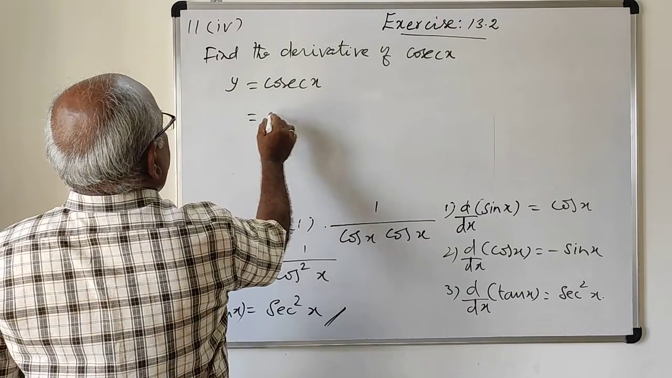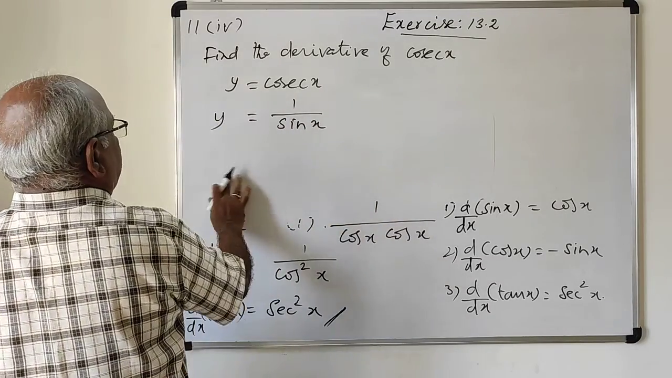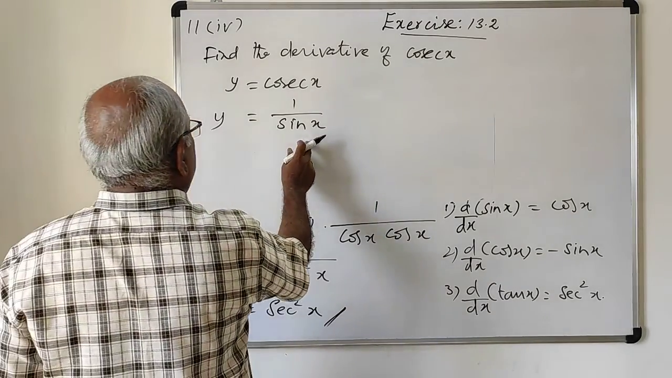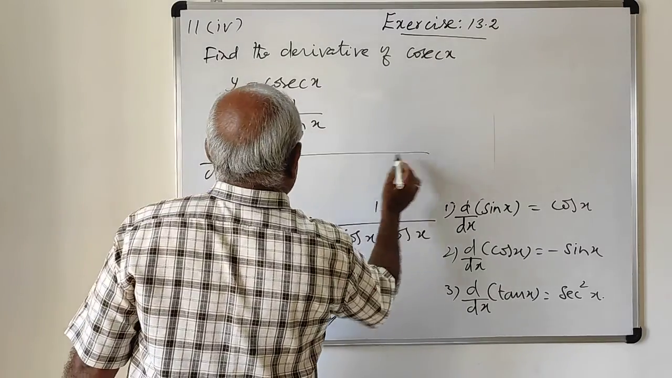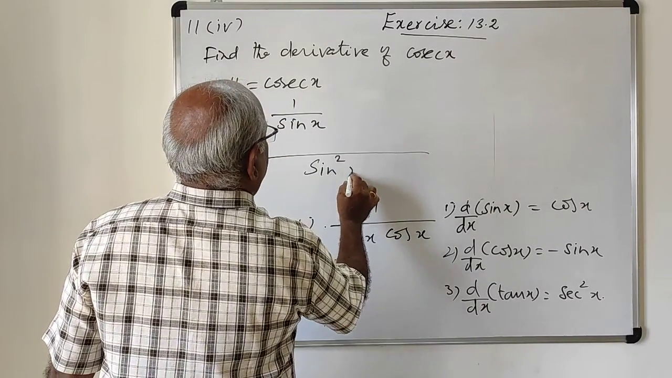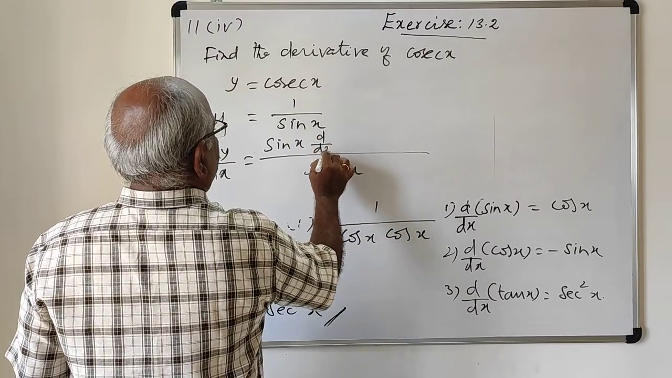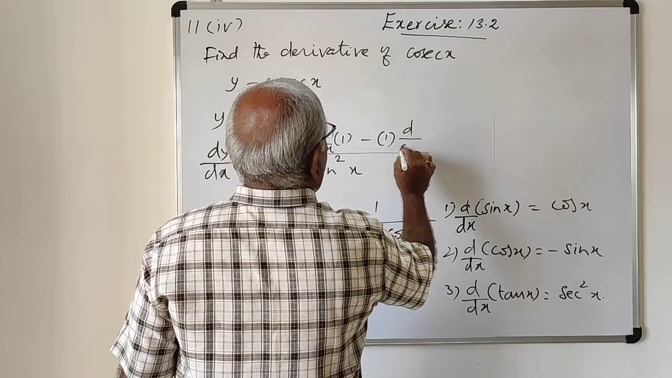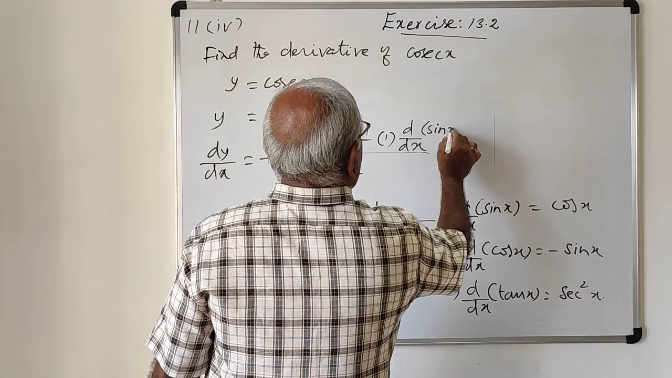So you know cosecant x is 1 by sin x, because the reciprocal of sin x is cosecant. By using the quotient rule, dy by dx equals denominator square, v into d by dx of u, which is 1, minus u into d by dx of v, which is sin x. This is the idea.